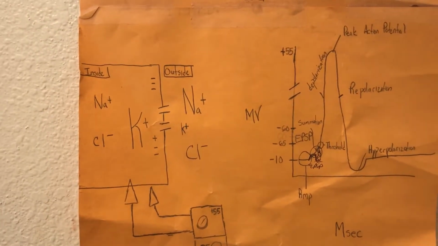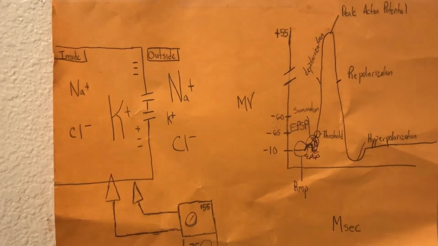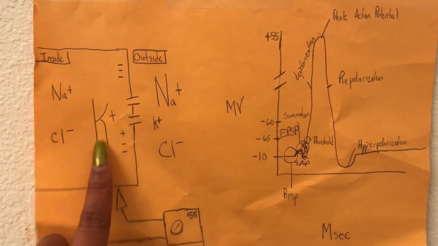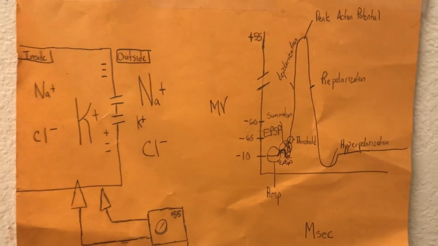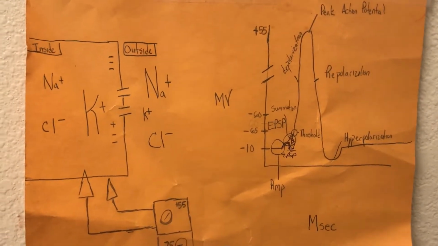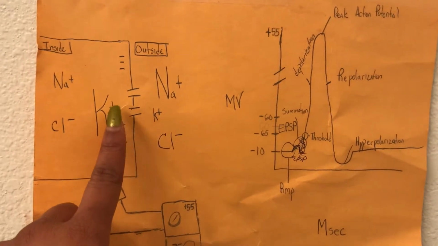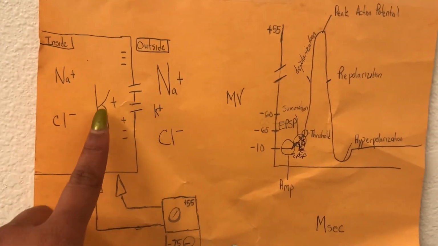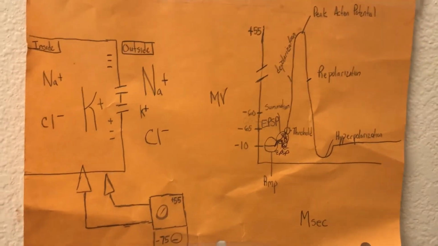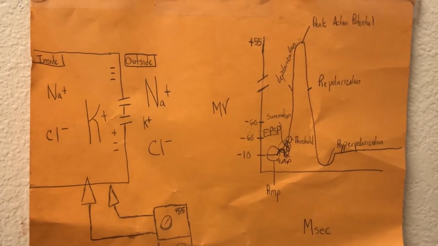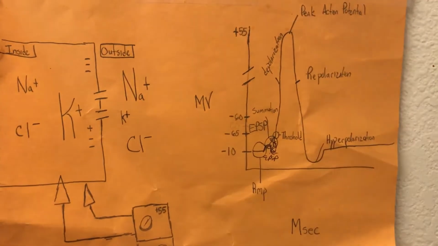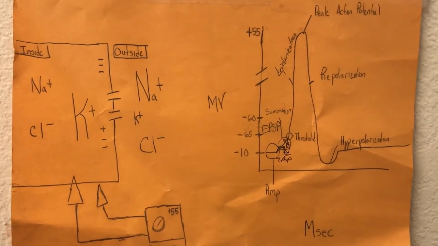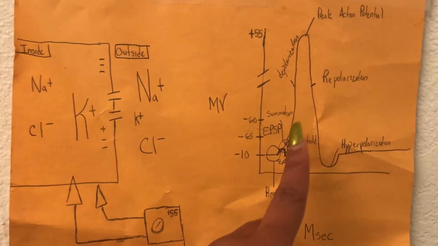And since the cell now is so very positive, and potassium is greater inside the cell, the positive charges repel each other. So potassium exits the cell. And as it happens, there's a very large and steep hyperpolarization of the cell. So we have the upswing and the downswing of the action potential.